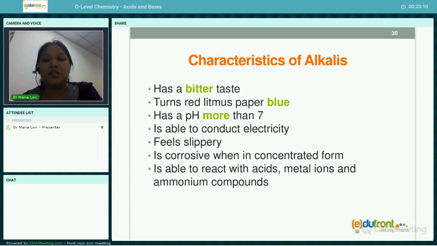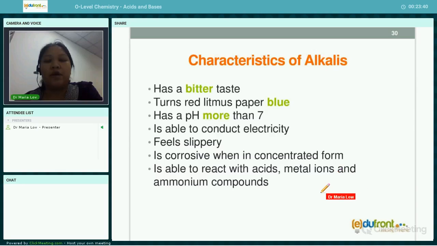Then, like any of the acids, alkalis also have their own distinct characteristics. The first distinct characteristic is that it has a bitter taste. Okay, so for some of you who have accidentally taken soap during washing up, you will actually experience this particular bitter and soapy taste in your mouth. And because it's an alkali, it is capable of turning red litmus paper blue.